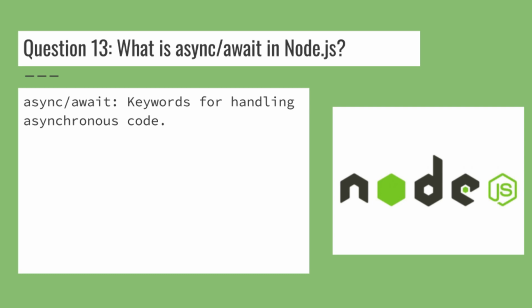What is async await in Node.js? Async and await are used to simplify asynchronous code. They make your code look synchronous and improve readability, handling errors with try-catch for easier debugging.